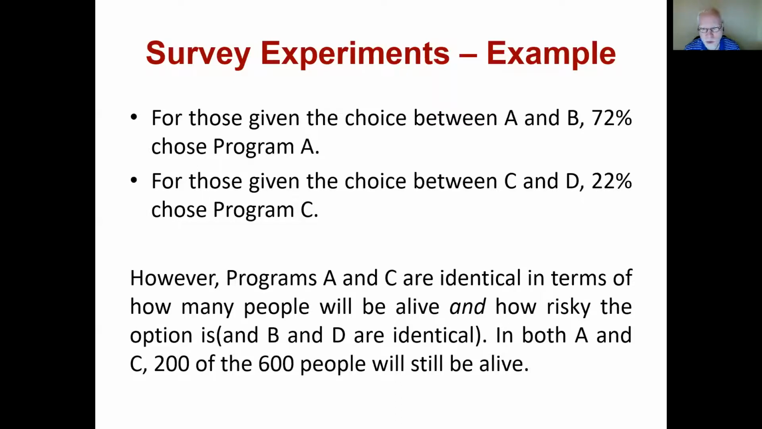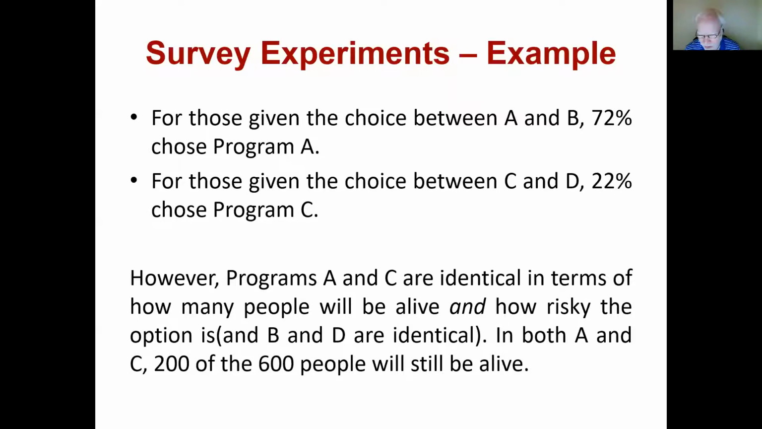For those given the choice between C and D, 22% chose program C. And remember, program C is the same as program A. So 200 people will be alive, and it's a sure thing. In all of these scenarios, A and C were the same, and B and D were the same in terms of risk and how many people are alive.